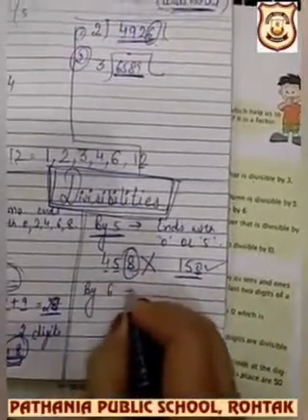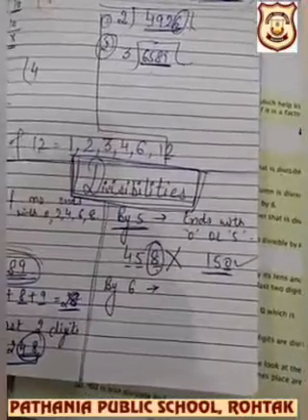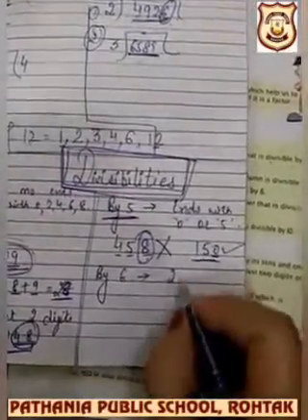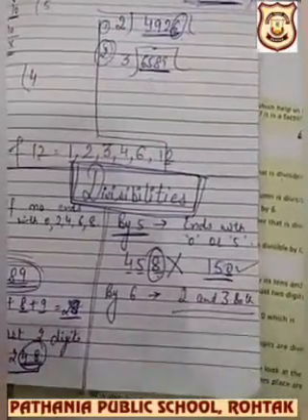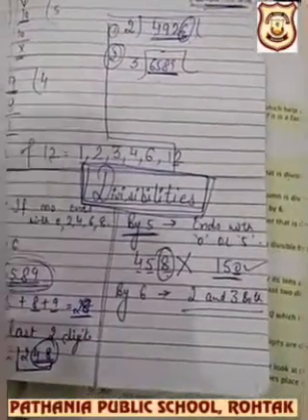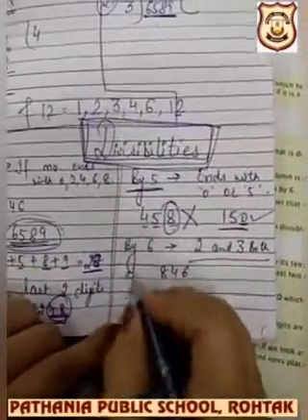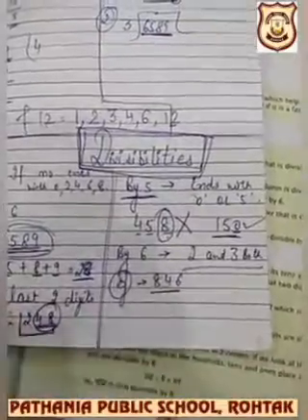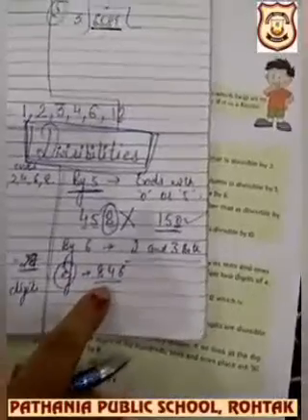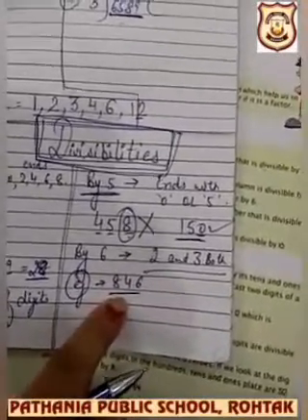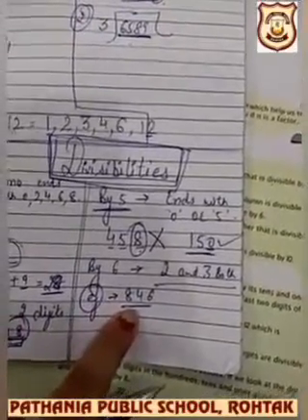Now divisibility of 6. What is the divisibility of 6? If the number is divisible by both 2 and 3, then that number is divisible by 6. So the example I am giving you is the number 486. First of all, you will check whether this number is divisible by 2 or not. Yes, this is divisible by 2 because it is an even number.